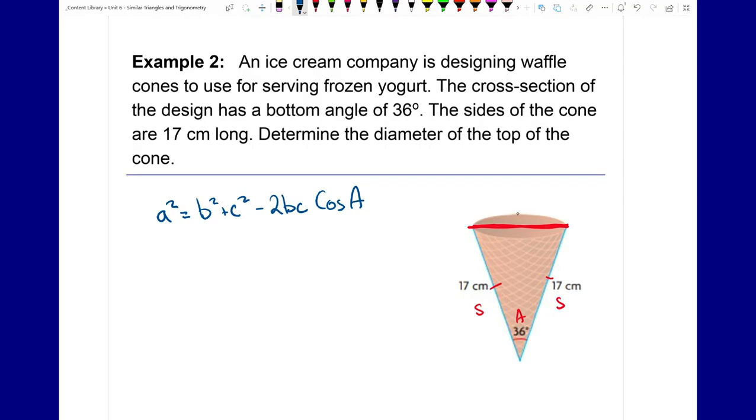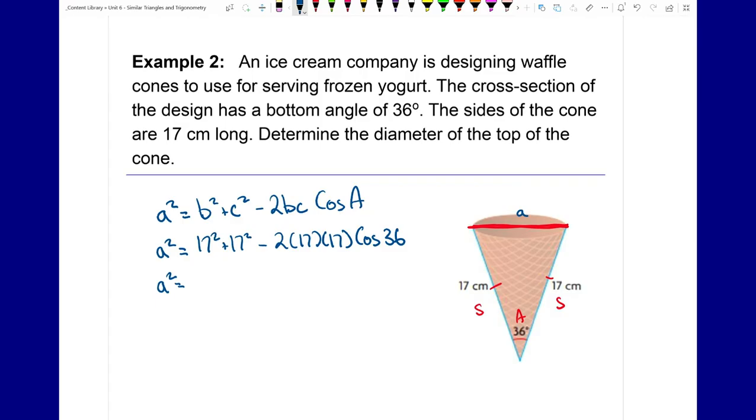Because I'm solving for a squared, this side opposite, at the very top for that diameter, means that angle 36 is going to be for the cosine of that angle. The B and the C, it doesn't really matter which one it goes to, one, because it's the same value, so it won't make a difference, but two, because of the operations that are going on, the order doesn't really matter. So we have 17 squared plus 17 squared minus 2 times 17 times 17, or you could say 17 squared, times cosine of 36.